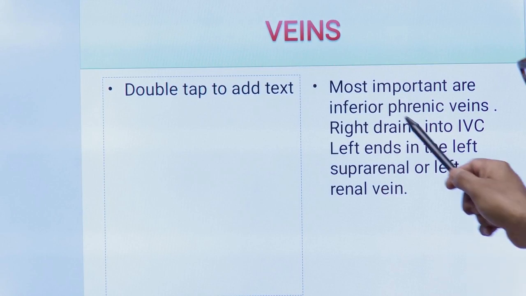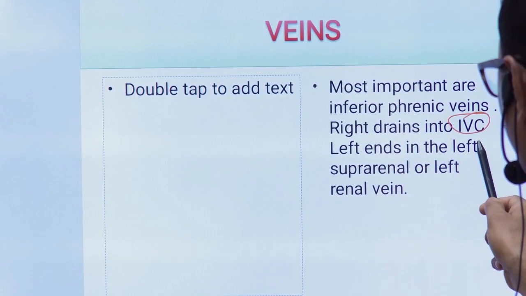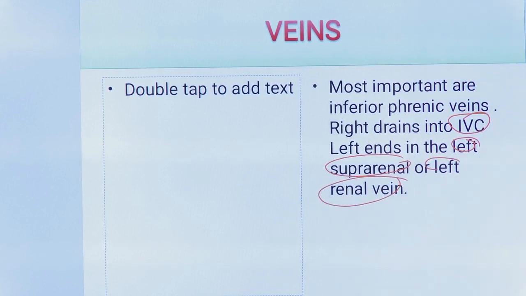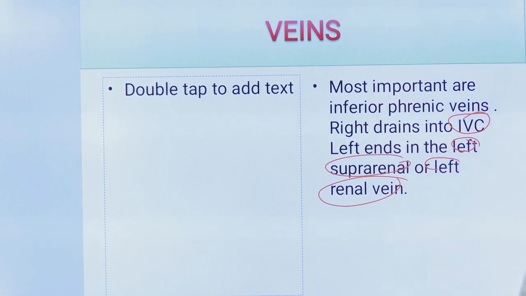Regarding the veins, we know the right side will drain into the inferior vena cava, and the left side will drain into the left suprarenal or the left renal vein. So this is different. This is the question: the right side of the vein of the diaphragm will drain where, and the left side of the vein of the diaphragm will drain where.